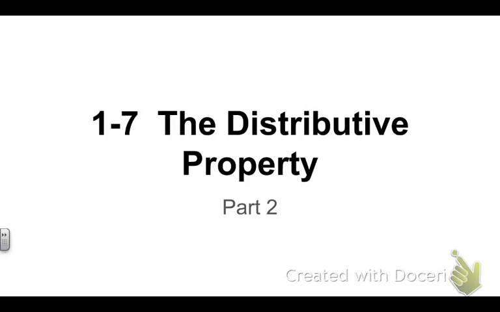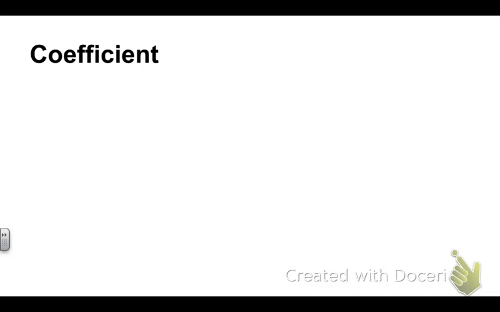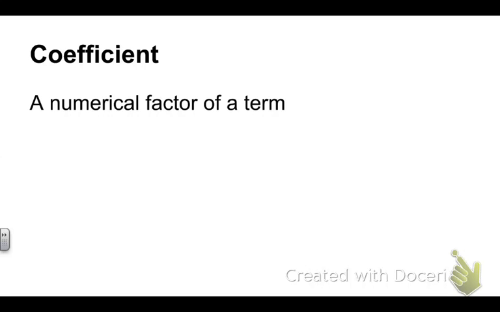So today I want to continue talking about the distributive properties, so this is part 2. And I want to talk about a coefficient. We've already been talking about this and using this in class. The coefficient is the numerical factor of a term. We'll do an example in a minute. Okay, it's the number that comes in front of the variable.